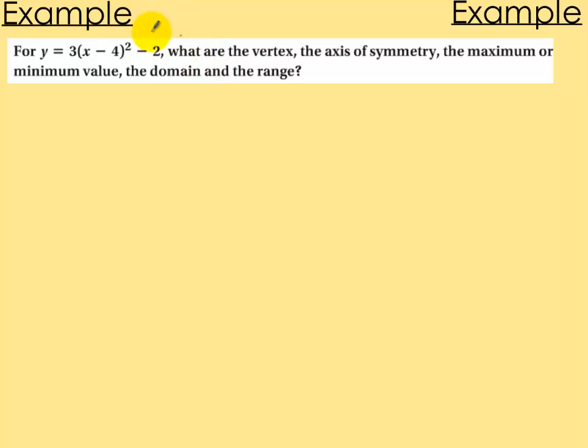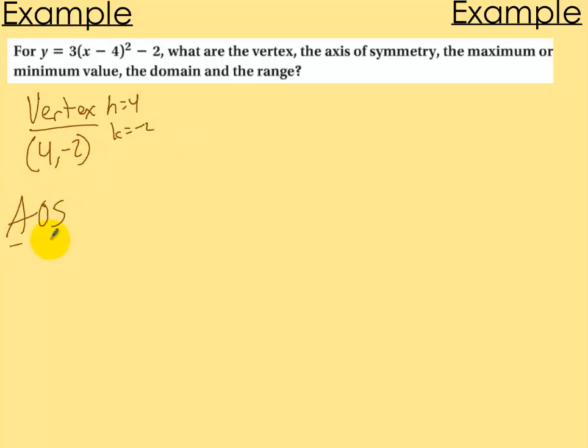All right, let's try this one. What are the vertex, axis of symmetry, max, minimum, domain, and range? Okay, so easy. Let's find the vertex first. That's the h and k. My h is going to be positive 4. My k is negative 2. So my vertex is going to be at 4, negative 2. Axis of symmetry. Axis of symmetry is just a vertical line at the vertex, and that's going to happen at x equals the x value of the vertex, so x equals 4.